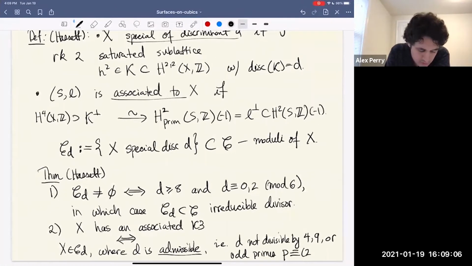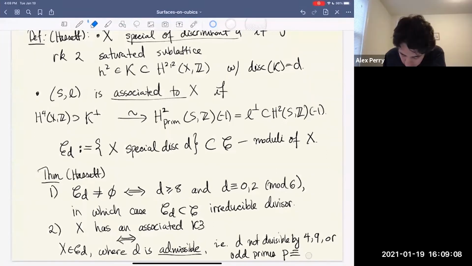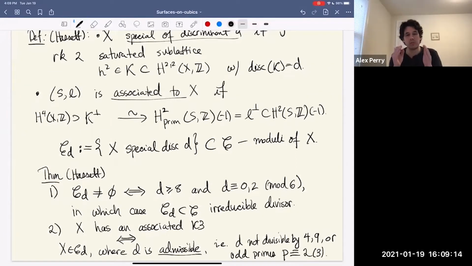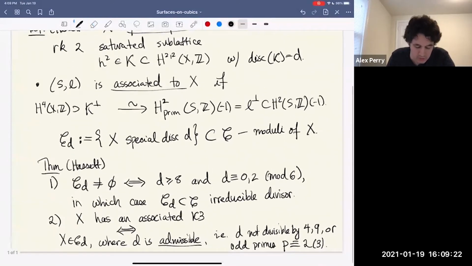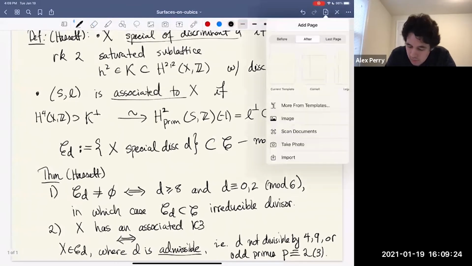So the precise condition that I'm writing down here isn't so important, but the point is that there's an exact characterization of those D for which there is an associated K3, and there are infinitely many of those D, and they're just determined by this congruence condition. Okay, so that's a summary of the results that Hassett proved.